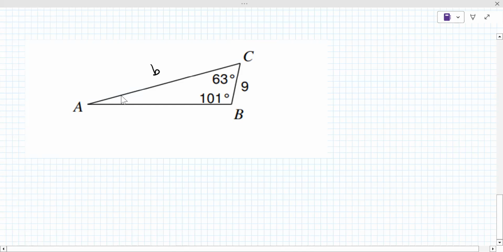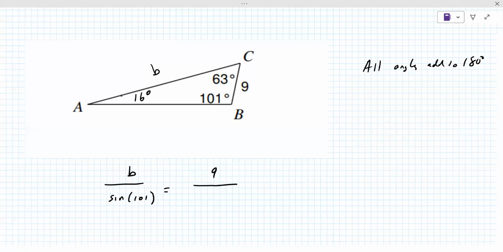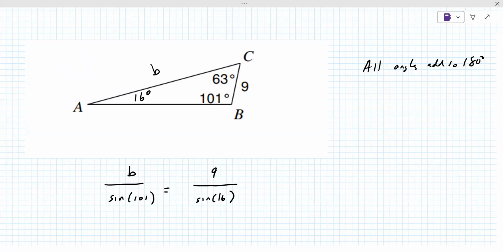Exactly. So sometimes they don't give you that one, and you have to use the fact that all angles add to 180. So in this problem, you've got 164, so this is 16 degrees. Now you can solve for B. B is B over sine 101 equals, you've got to use the known side, so 9 over sine 16, like that. Any questions on that? Because that's the first type of law of sines problem. Now we'll go to the second.